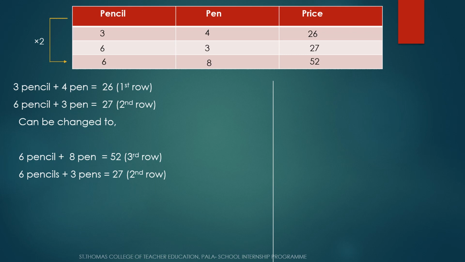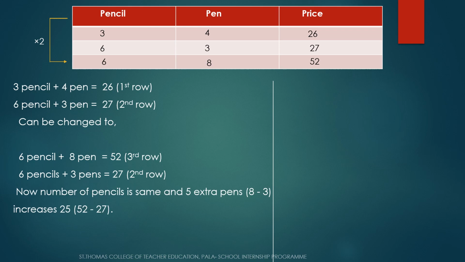Now see, you have 6 pencils in both the cases, and what happened to the number of pens? Extra 5 pens, isn't it? 3 pens changed to 8 pens, so extra 5 pens. And the price changed from 27 to 52. That is, there is an increase in price, that is 25 rupees.